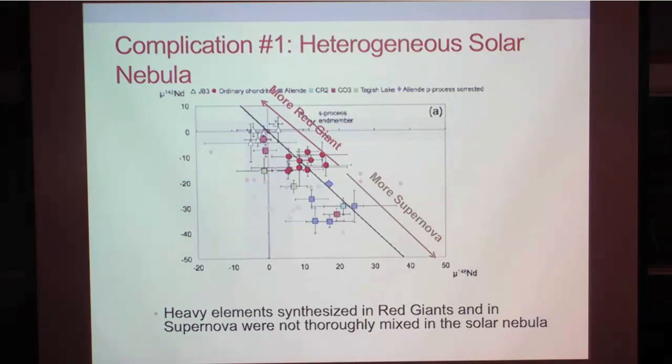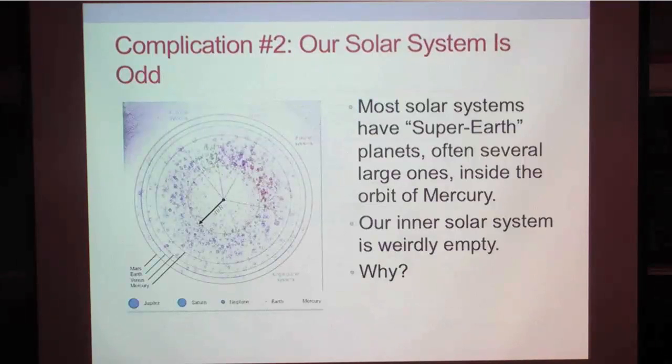And so what this is telling us is that these components were added to the solar system, solar nebula, and never completely mixed. So there's some debate about exactly where the Earth should be. Second problem, our solar system is really odd, as it turns out. When we start looking at other solar systems, ours is quite strange. We have a quite empty inner solar system.